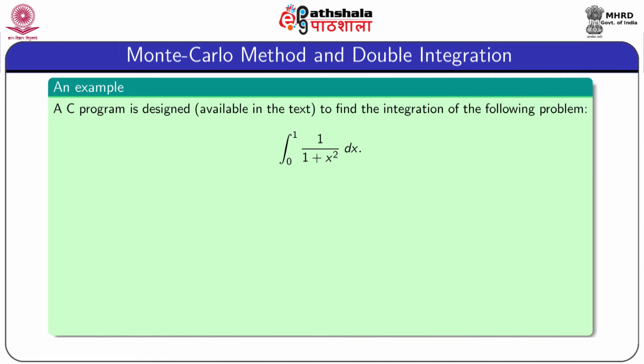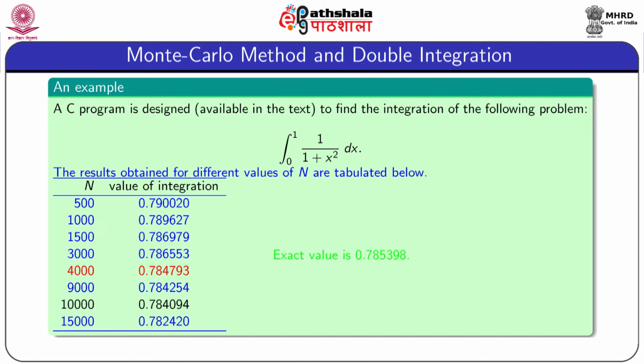Now, we consider one example. A C program is designed, which is available in the text, to find the integration of the following problem. The problem is integration 0 to 1, 1 by 1 plus x square dx. The results obtained for different values of n are tabulated below. The exact solution of this integral is 0.785398, and for n equal to 500, the program gives the value of the integral, which is equal to 0.790020, which is far away from the exact value.